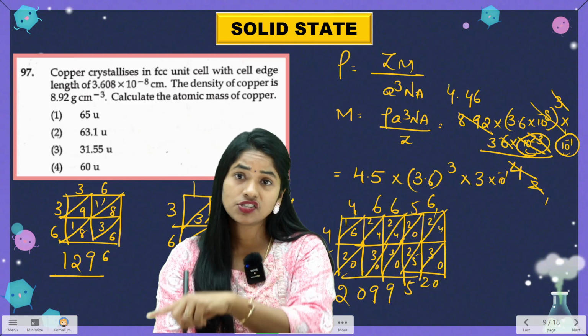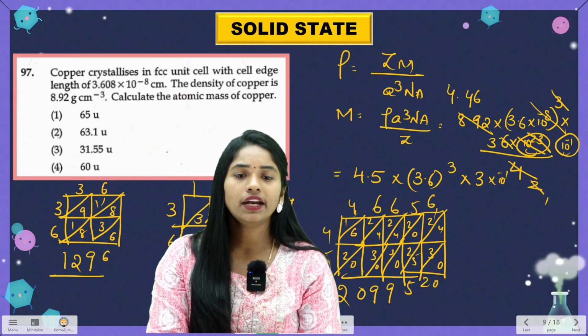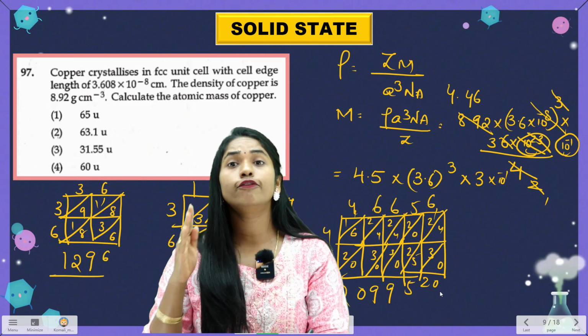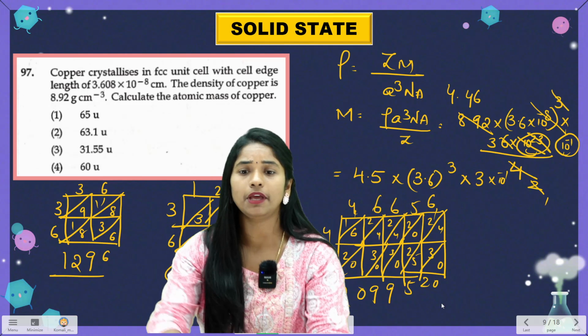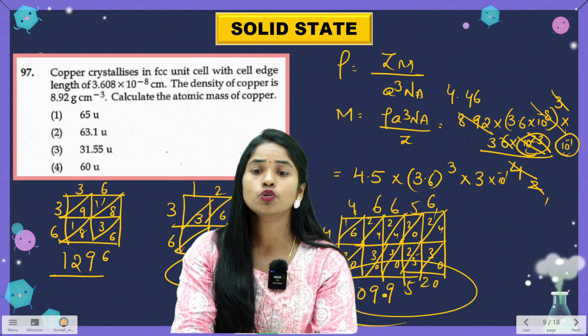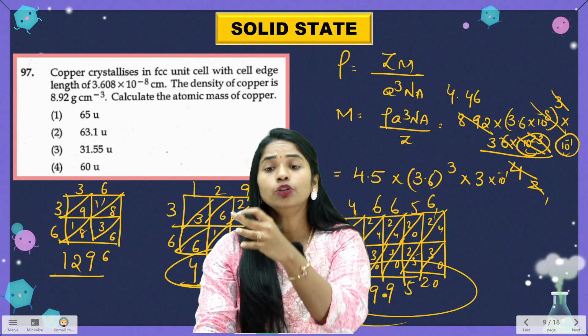2099520 into 3 is still left. Okay. Now I'll keep the decimal points. Here already 3 decimals I removed. In 4.5, 1 decimal I removed. Total 4 decimal places I have to keep here. So 1, 2, 3, 4. 4 decimal places. 209.9 into 3 is there still.